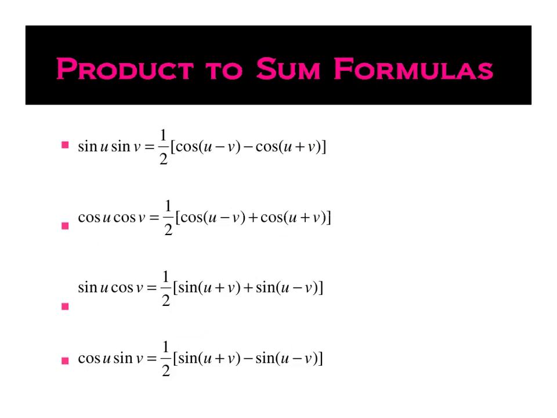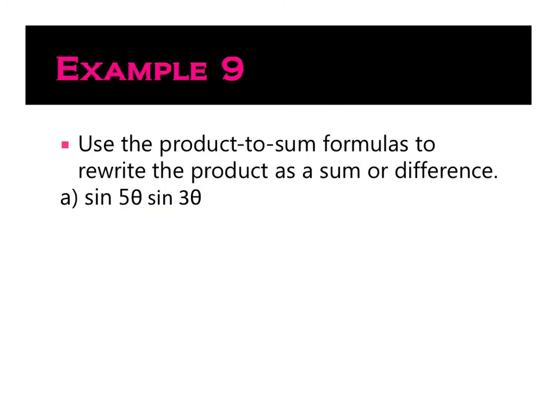So this is something similar to what we've been viewing before this. What we're going to do is take the product of two terms, sine of one angle, sine of another angle, and break it up into either the sum or difference of something. So let's take a look at an example. Here it says, use the product to sum formulas to rewrite the product as a sum or difference.